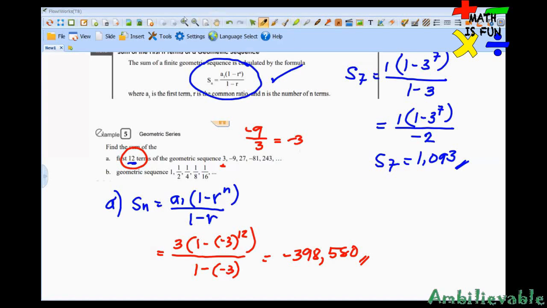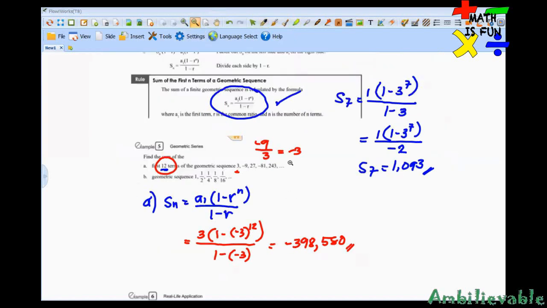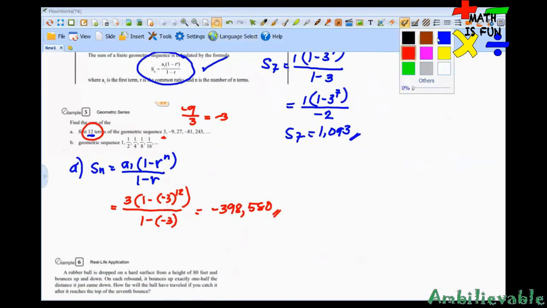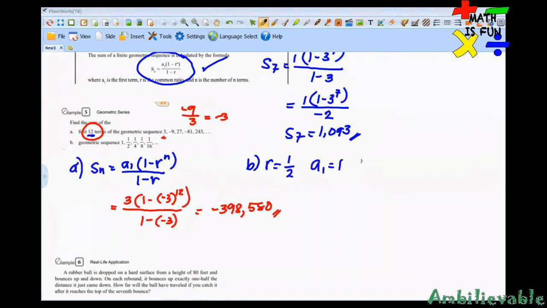All right, so let's proceed to letter B. Sarah, will you give the r on letter B? What is the value of your r on B? The common ratio. What's the r? 1/2, po. Okay, half. All right. The first number is 1, and our n is 12 also.